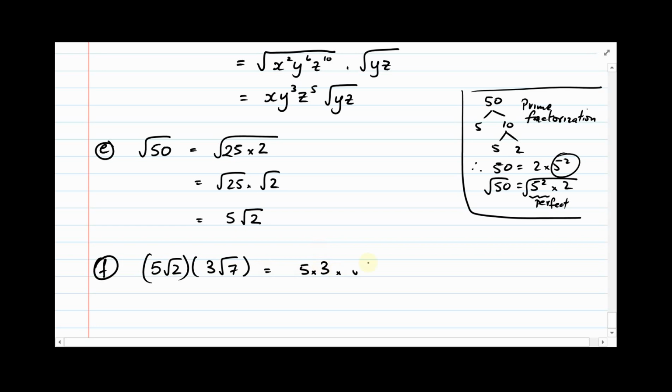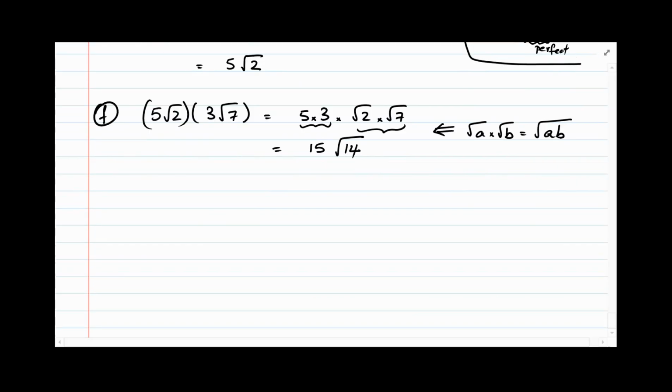Here are the whole number parts. Here are the square root parts. If I combine these, I end up with 15. If I combine these, I'll be using the rule root a times root b is the square root of ab. I only want to have my final answer with one square root sign. So square root of 14. And that's my final answer. Nothing else can be done.